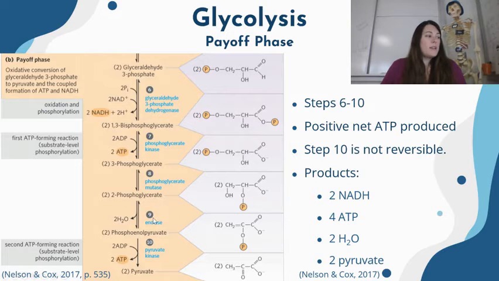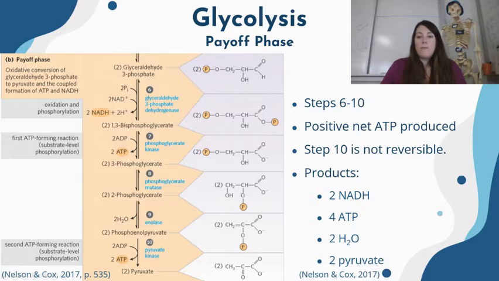Now in step 9, enolase catalyzes the reaction of the two molecules of 2-phosphoglycerate into two molecules of phosphoenolpyruvate and two molecules of water. Now the last step of the payoff phase in glycolysis, which is irreversible, uses pyruvate kinase to produce two molecules of pyruvate and two ATP from the two molecules of phosphoenolpyruvate.